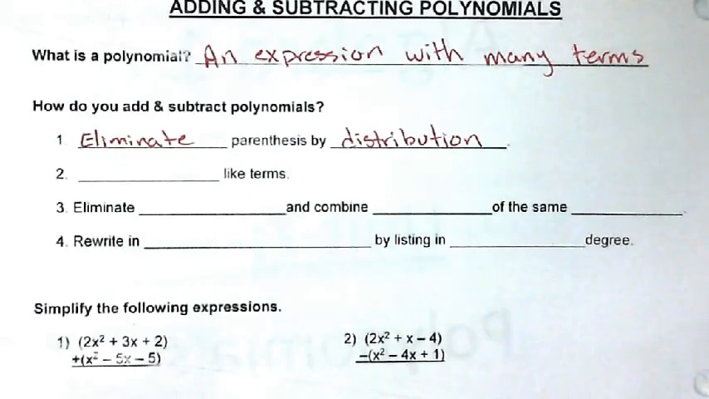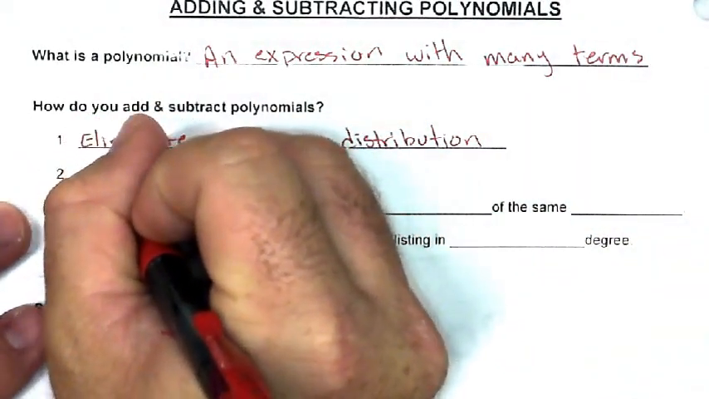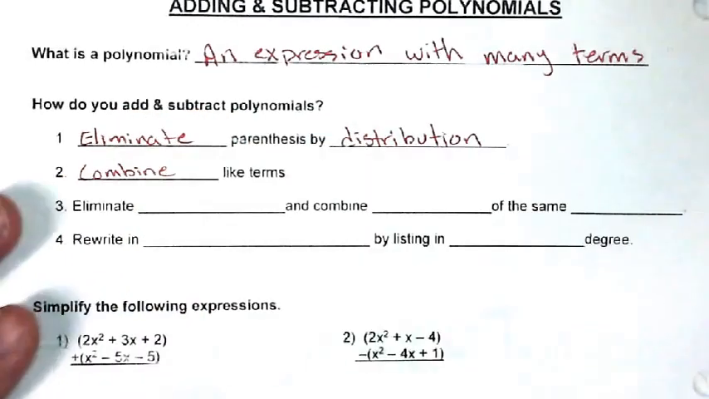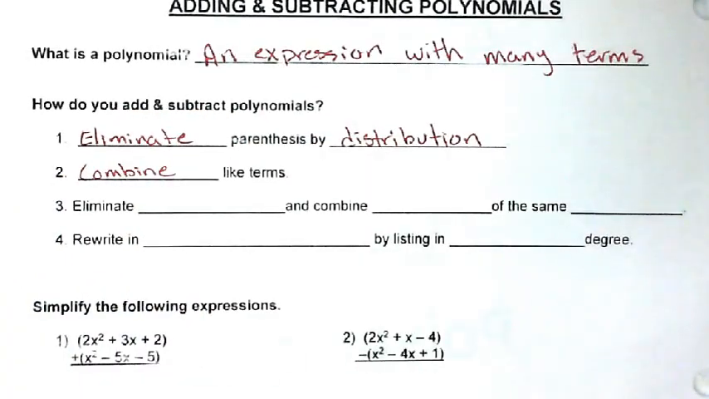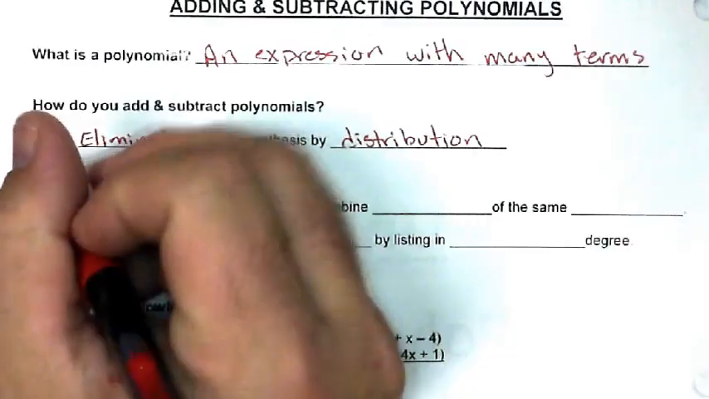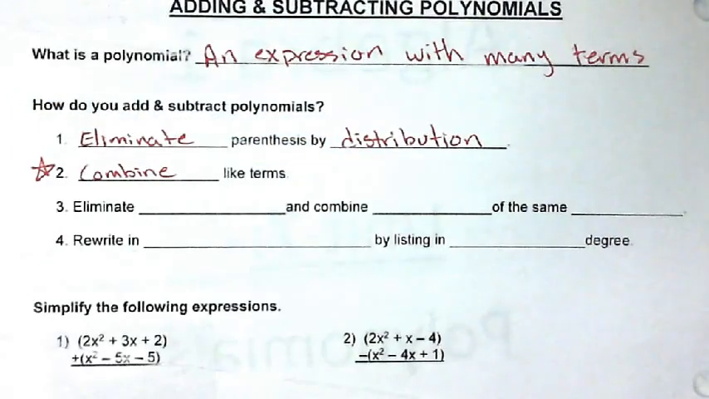The second step is to combine like terms. I'm putting a star on that because that's essentially all we are doing, is we are combining like terms. That's it. You already learned it, didn't you? We are combining like terms. Congratulations.